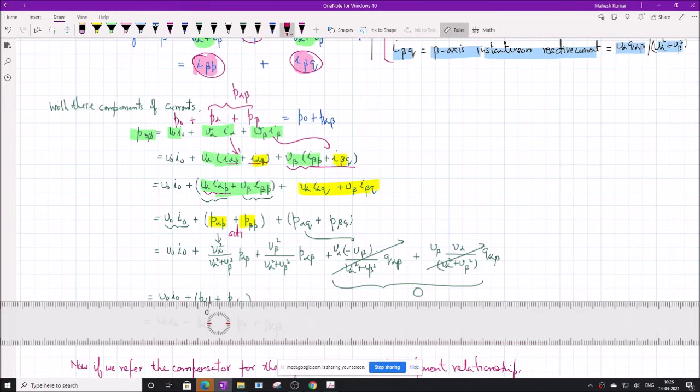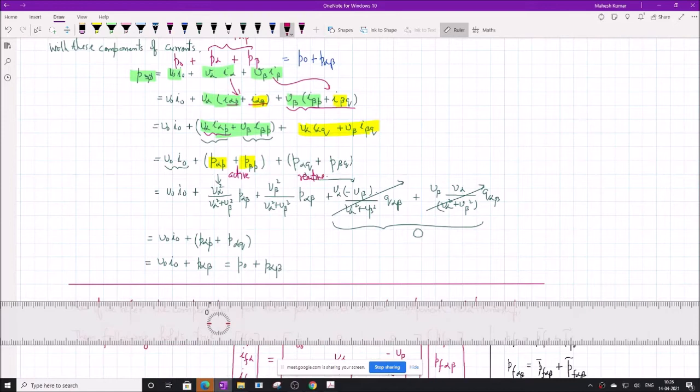A very interesting point is that if we sum P alpha Q and P beta Q, it is equal to zero. Okay, why it is so, we will see it. So just replace the value of P alpha P and P beta P. Okay, we know this is the P alpha P, this one, the V alpha into I alpha P. And this is P beta P. So we substitute the value of I alpha P and I beta P, you will get the same expression which we have earlier, that is P alpha P and P beta P.